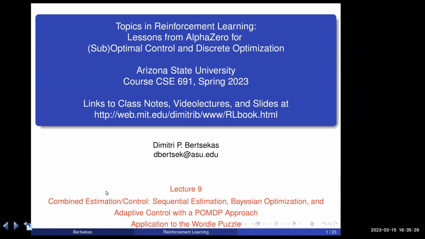Today, we're going to talk about a number of topics, all of which involve some kind of combination of estimation and control and dynamic programming, of course, and approximate dynamic programming. The topics are sequential estimation, Bayesian optimization, and adaptive control. They're all related, and they all share the feature that they can be addressed with a POMDP approach. We're also going to discuss an application to the Wordle puzzle. Two of your colleagues, Siddhant and Amrita, are going to come in at the end to discuss that.